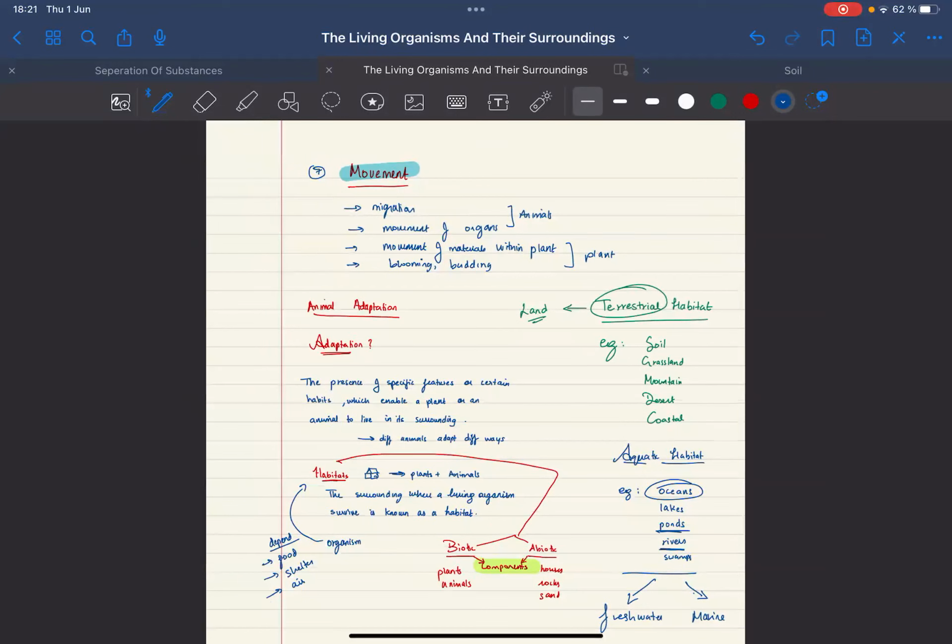Ma'am, your screen is not visible. So can I rejoin? Yeah, sure.